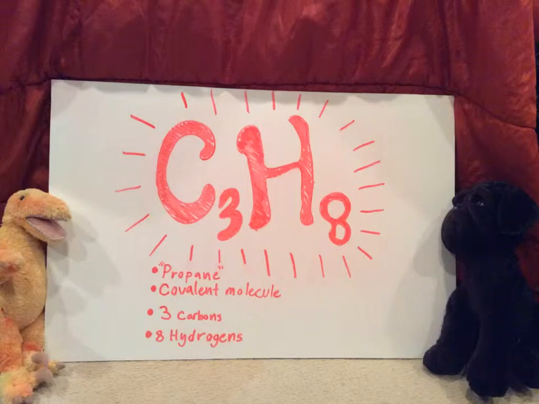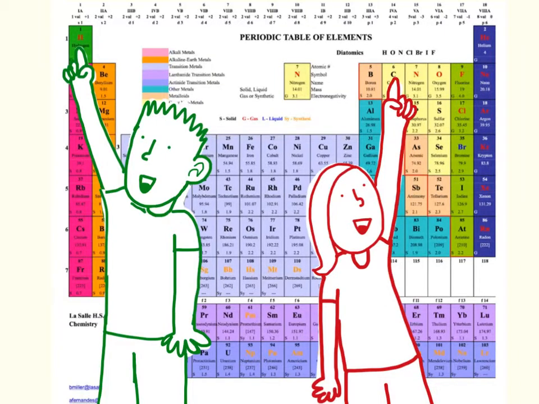This first molecule that we will deal with is C3H8. This molecule, commonly known as propane, is a covalent molecule with 3 carbons and 8 hydrogens. As you can see on the periodic table, hydrogen has 1 valence electron and carbon has 4.